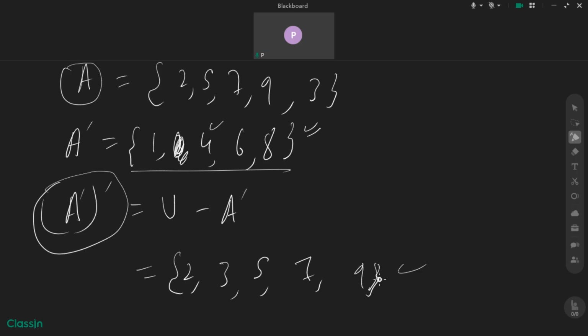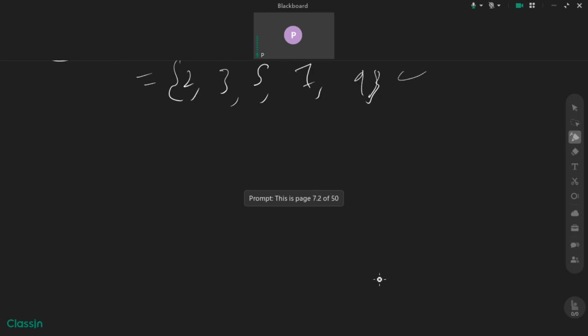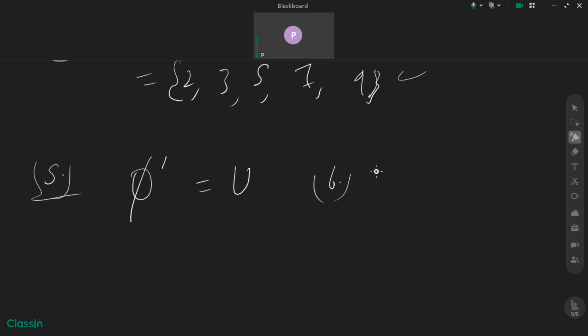The next property is based on empty set and universal set. The property says if I have a null set that has no element, if I take its complement, simply it will be the universal set. Similarly, if I have a universal set in which there are all the elements, if I take its complement, similarly it will be the null set. There will be no element. Let's move to some more results on it.